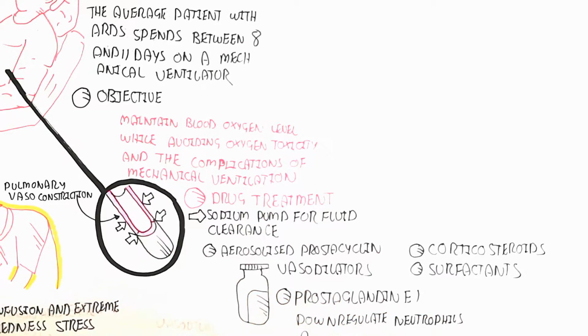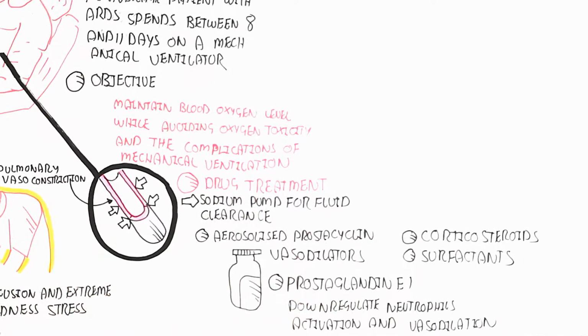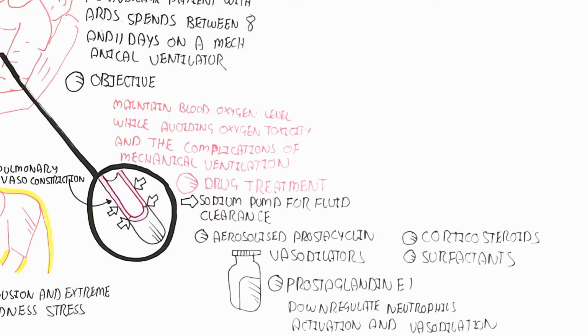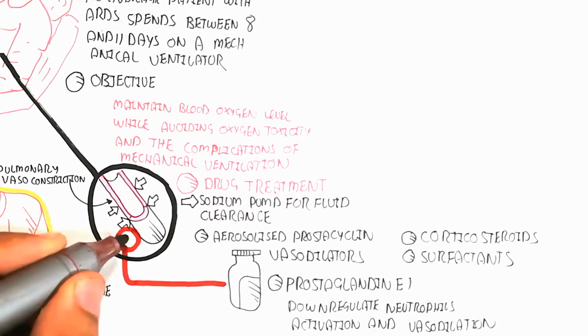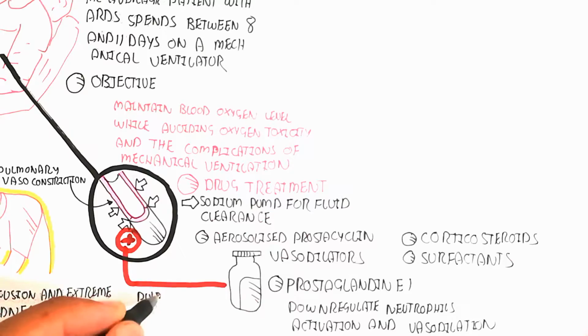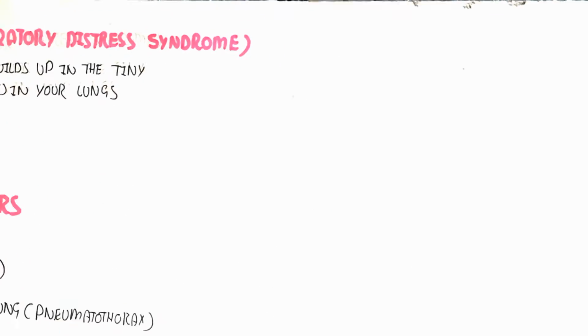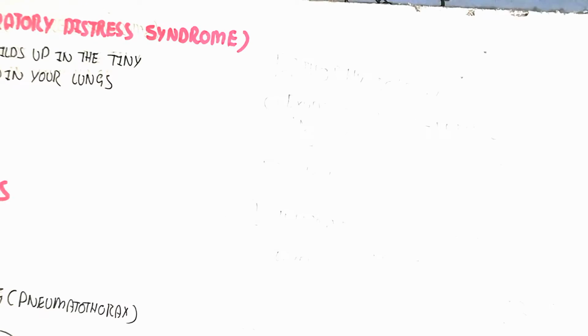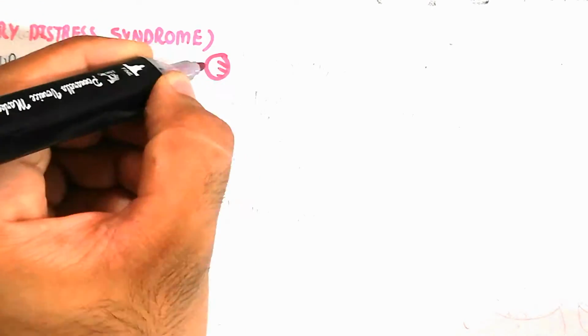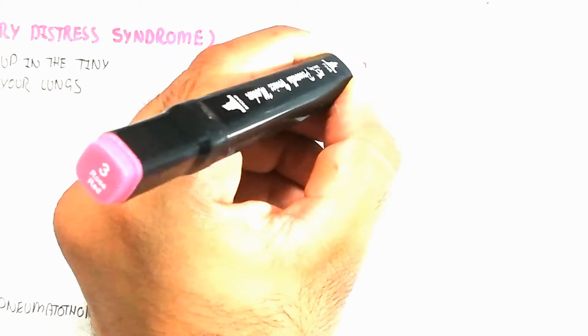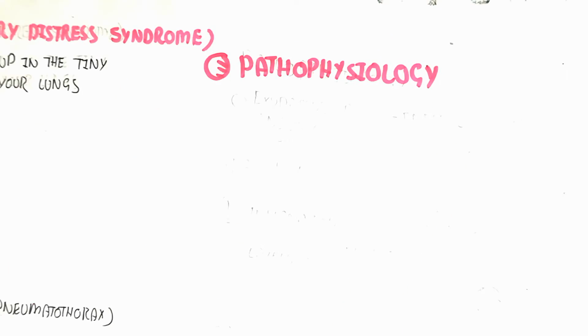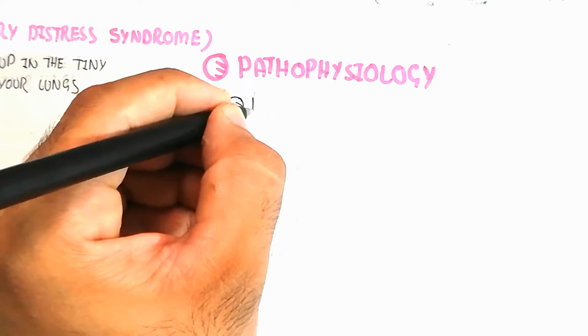On the other hand, aerosolized prostacyclin is a vasodilator, and prostacyclin E1 is a downregulator of neutrophil activation, and causes vasodilation. Corticosteroids are also used. And surfactants are also used for the normal recovery phase.